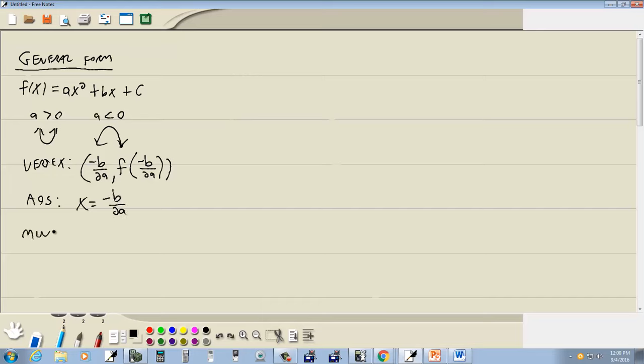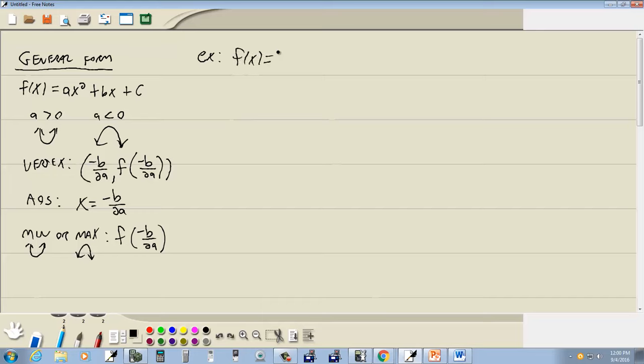And our min or max, min again is when your graph opens up, max is when your graph opens down. Your min or max is going to equal f of negative b over 2a. Now I'm going to do an example here. I'm not going to do the graph. The graph you just plug in your calculator and it gives you the answer.